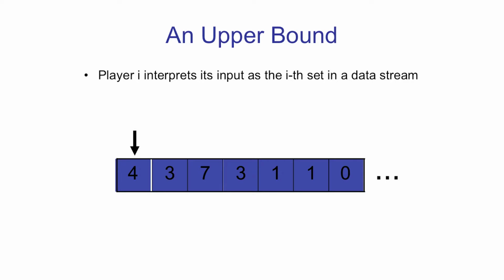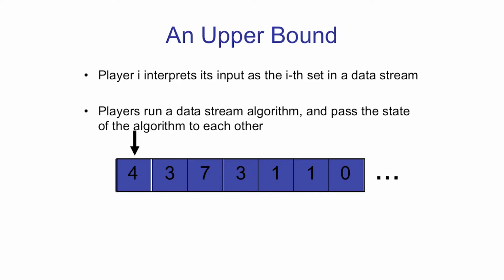Let me just give you an upper bound to show you what a target would be for a lower bound. The upper bound is just going to come from running a streaming algorithm. The first player will run a streaming algorithm and send the state to the next player, who will then send it to the next player, etc. They're just going to run a streaming algorithm for estimating the number of distinct elements in the stream.